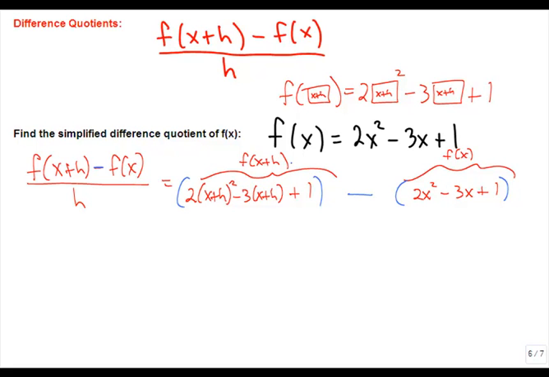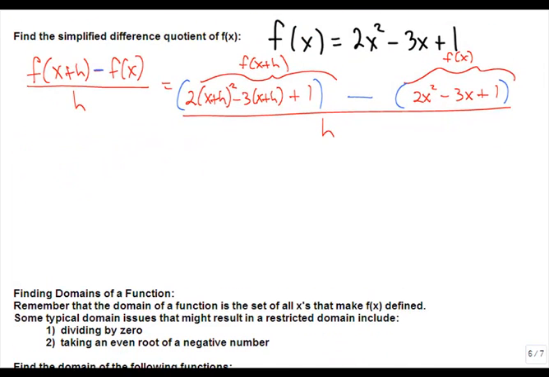So here's our numerator. We have our f of x plus h, we have our f of x, and we're subtracting. That's the difference part. Now all we have to do is the quotient part, and that's to take all of this and divide it by h. Now these difference quotients should clean up pretty nicely. So let's see what happens.